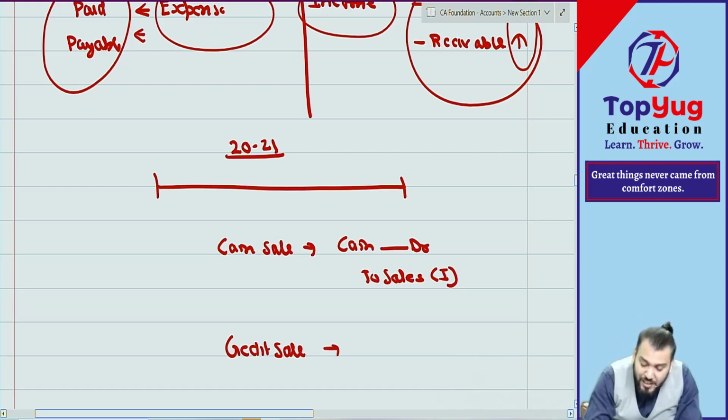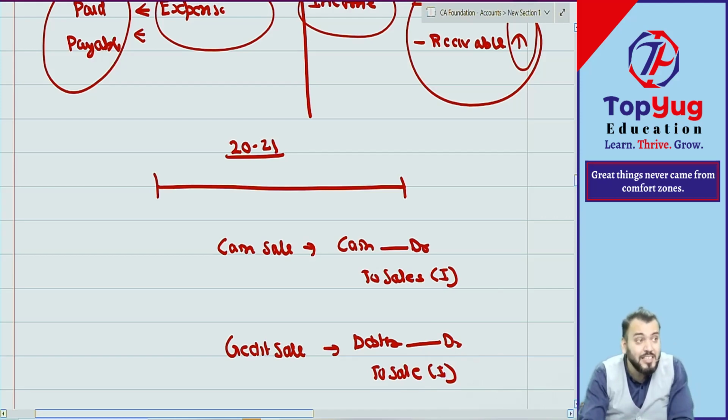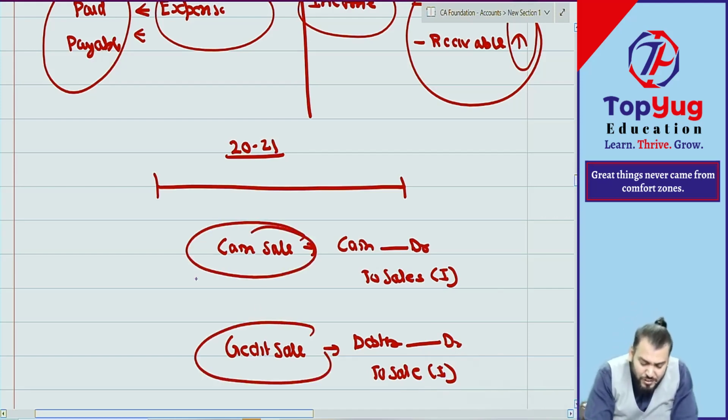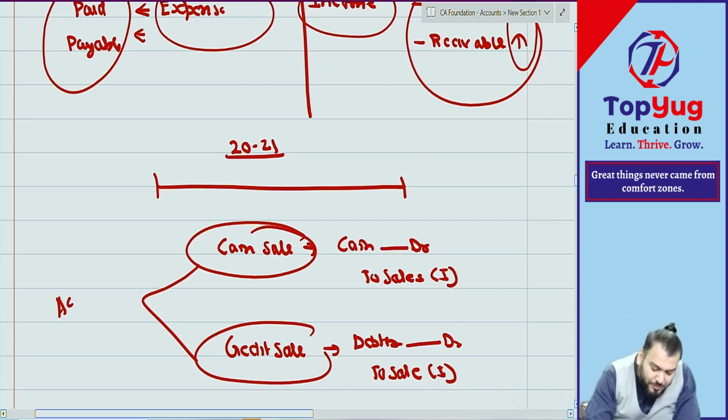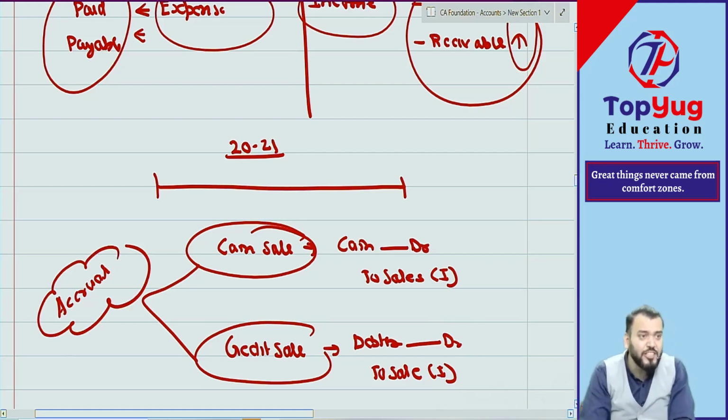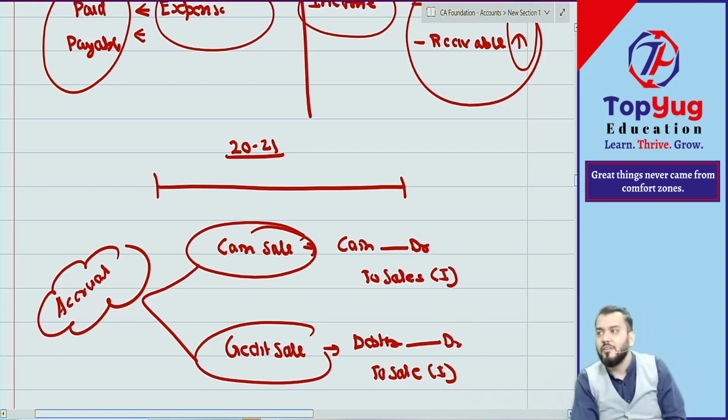Credit sales. What journal entry have we done? Debtor account debit to sales. But is the income recorded or not? Income is recorded whether received or not received. So we have already done this transaction. This transaction was based on which concept? Accrual concept. At that time I had not said it, but now I am informing you.